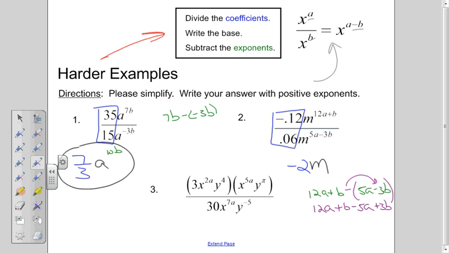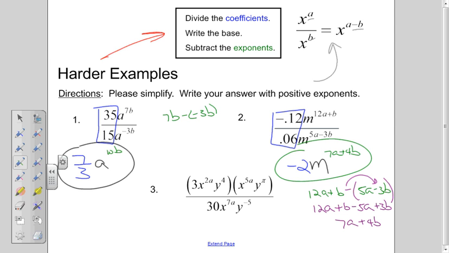The signs change. So that's going to give you what? 7a plus 4b for your exponent. So I get negative 2m to the 7a plus 4b as my answer.